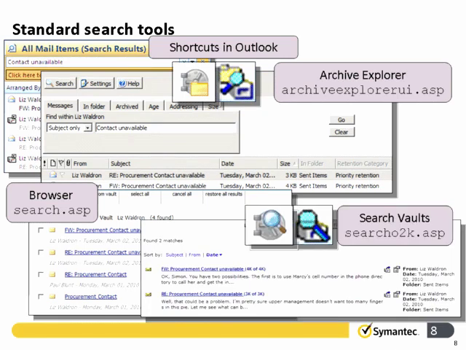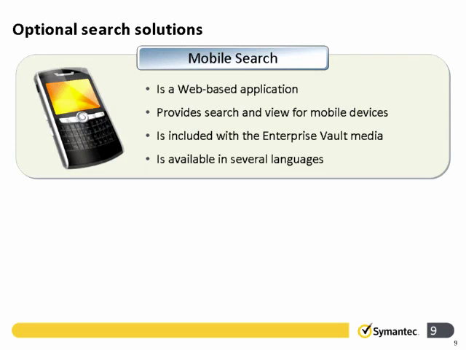This is from within the Outlook client. We can click on one of the icons, and again, on the left is the Outlook 2010 icon, and on the right is the Outlook 2007 icon. And once again, you can go to this search directly by typing in the URL for the web application for Enterprise Vault and using the active server page search o2k.asp.